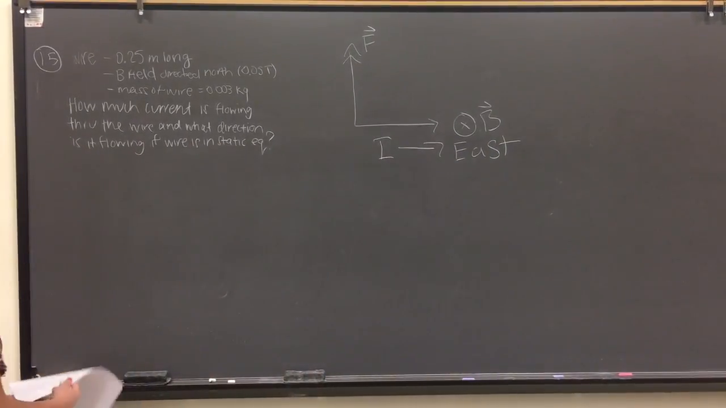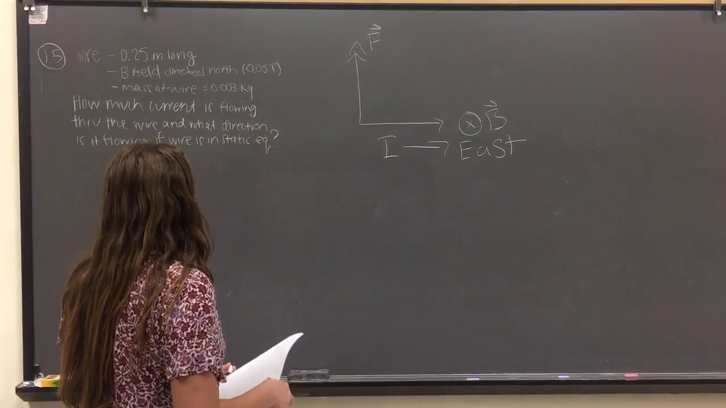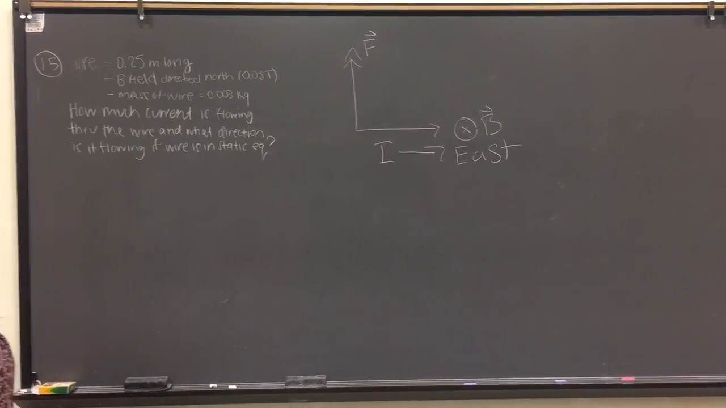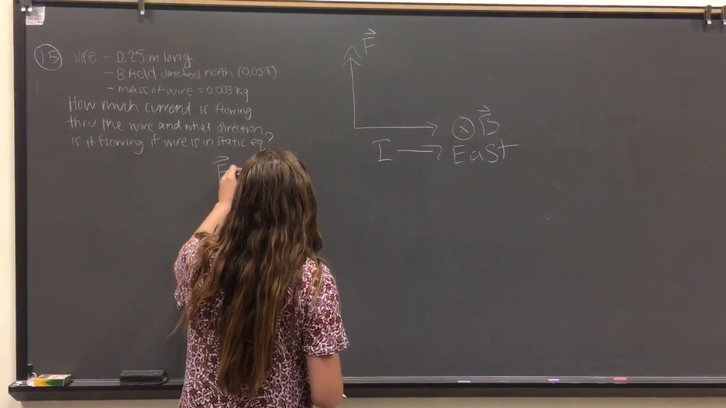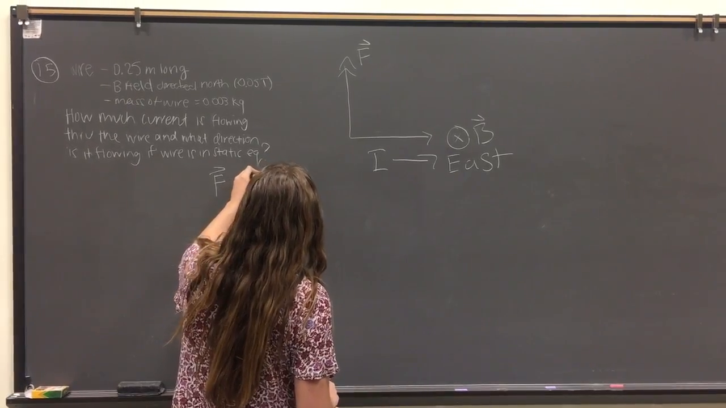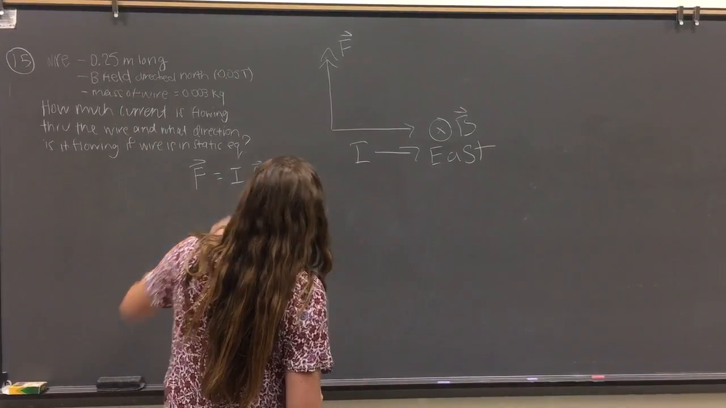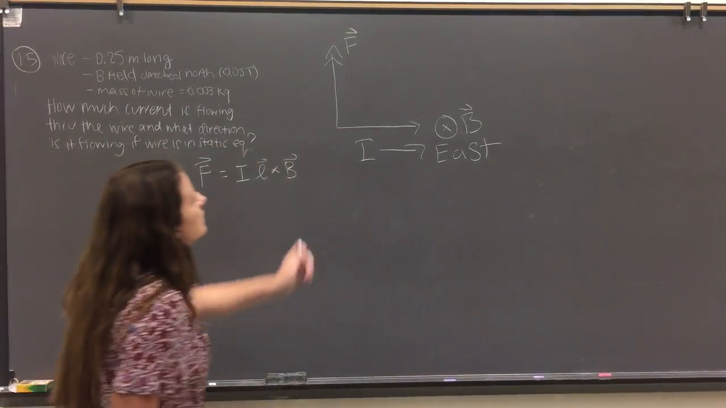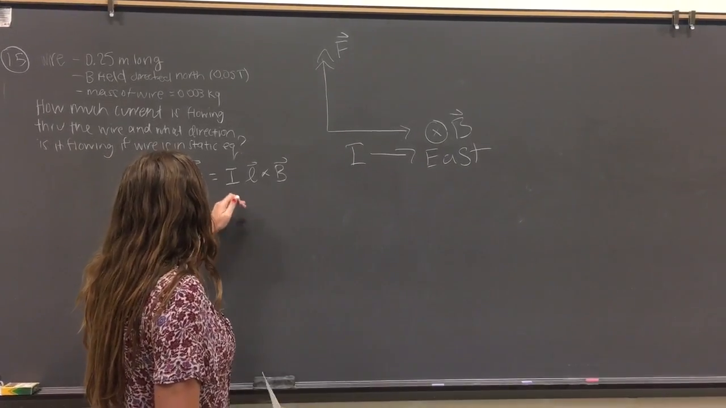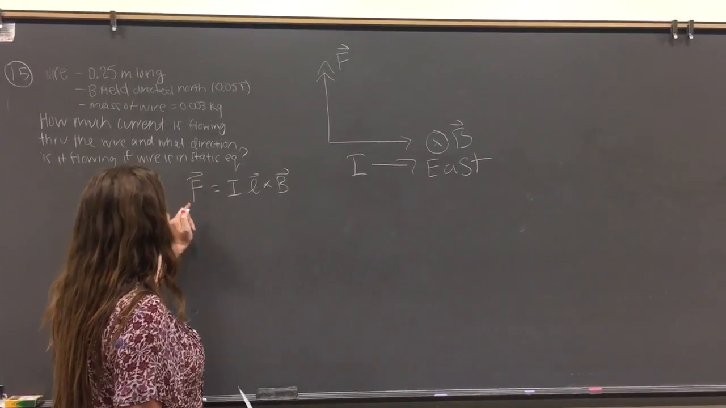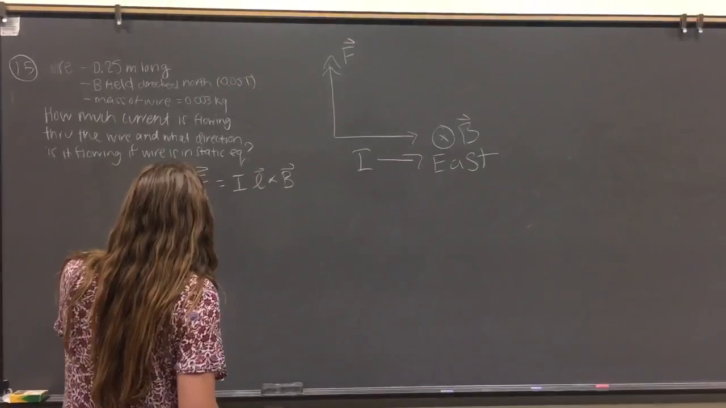Okay, so now that we've established that the current is to the east, we have the direction, so now we can figure out how to solve for the actual magnitude of the current. So we have a useful formula here that is specifically for a wire of a certain length, which is F = I L cross B. So this is a cross product. This is why we were able to apply the right-hand rule. And this will allow us to solve for the magnitude of our current, because F and mg need to equal each other in order for it to be in static equilibrium.